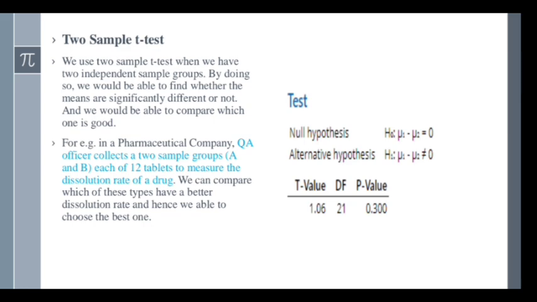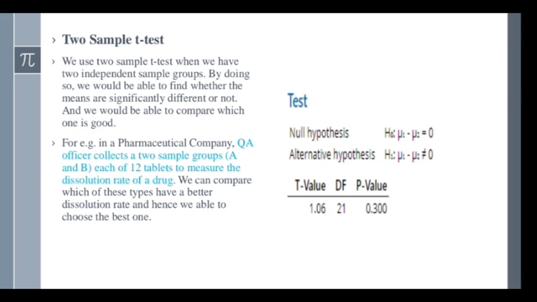Next one, two sample t-test. We use the two sample t-test for two independent sample groups. By doing so, you would be able to find whether the means are significantly different or not, and we would be able to compare which one is good.